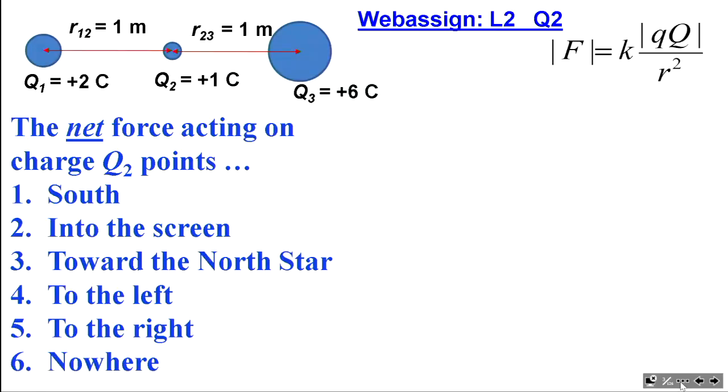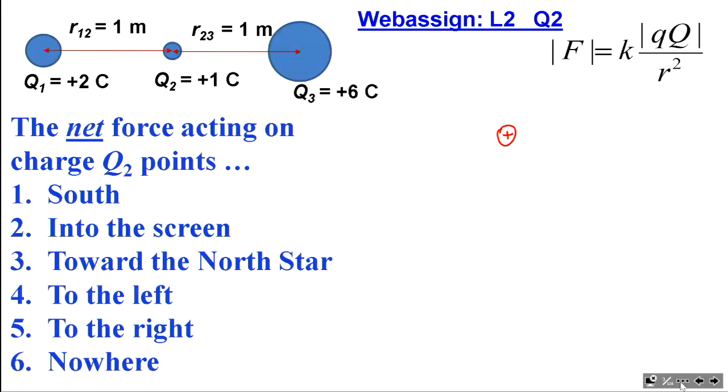In this situation, we don't have to think. We are told that we have to draw a free body diagram for the second charge. And that's what everybody should be doing right now, having a pen and a pencil and drawing a free body diagram for the charge in the middle. It's a positive charge.